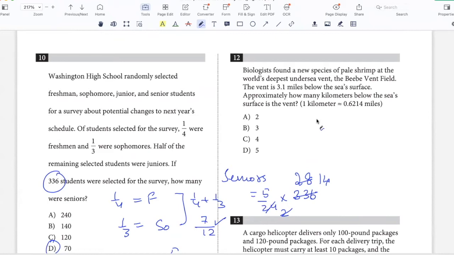Okay, so 3.1 miles divided by 0.6214, right? That would be the number of kilometers. So let's plug that in. We have 3.1 divided by 0.6214. So that's 4.98. So that's nearly 5 kilometers.